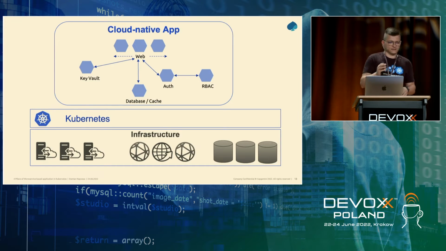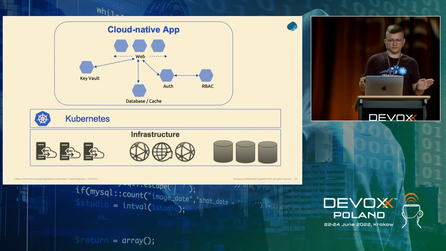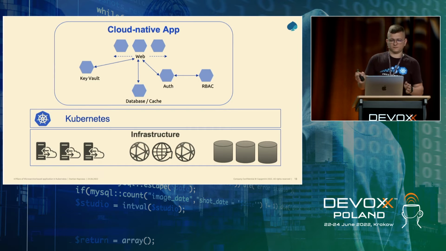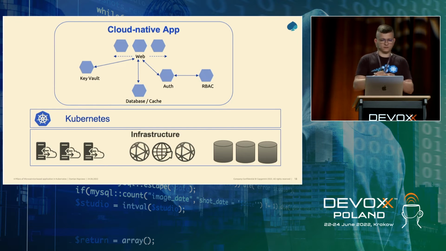So this is one example of a cloud native app. Usually it's divided into a front end part, authorization, secrets, RBAC, and some kind of storage. When it comes to Kubernetes, we should look at this as a platform that allows us to deploy, scale, and maintain the application lifecycle.